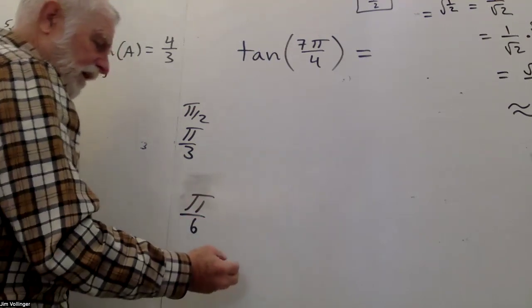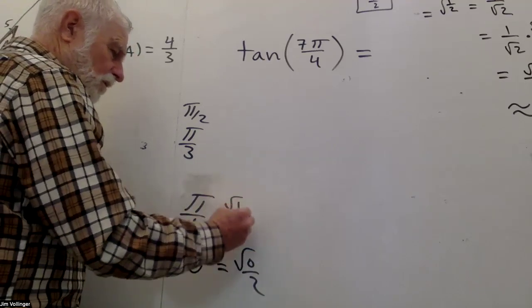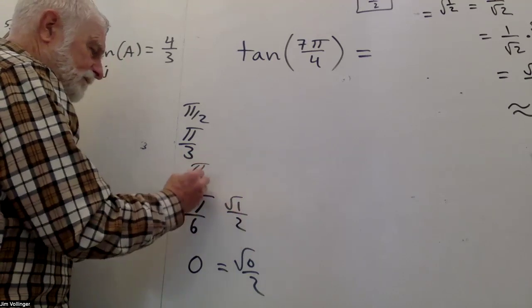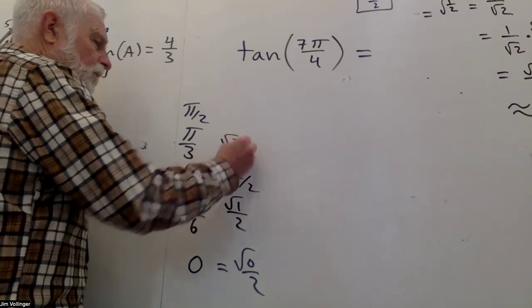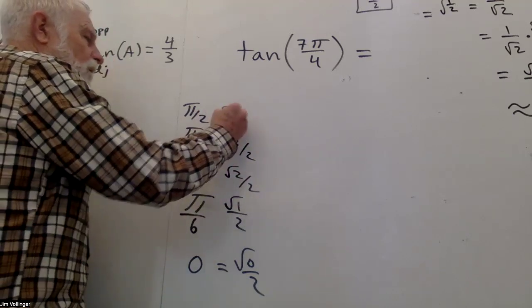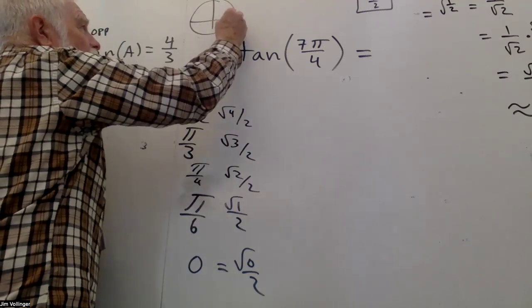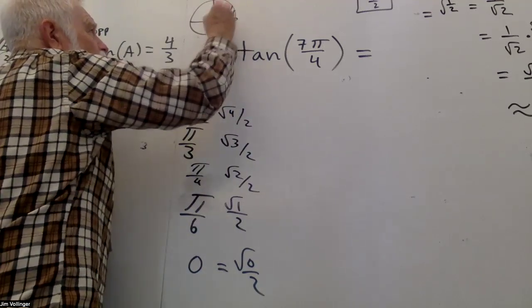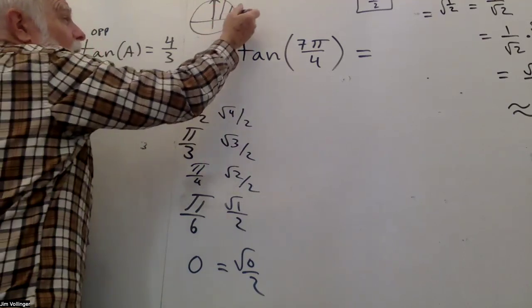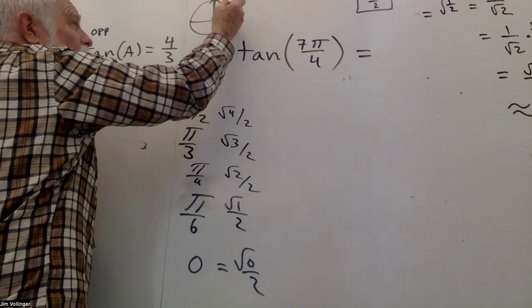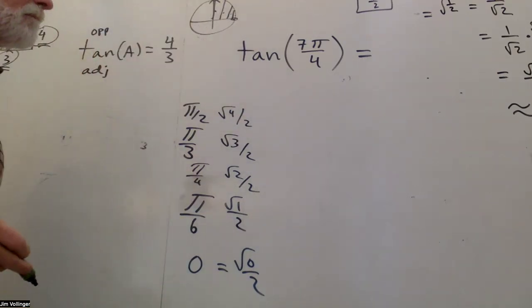And if we want to talk about heights, then this is the square root of 0 over 2. This is the square root of 1 over 2. Pi over 4 happens to be the square root of 2 over 2. Pi over 3 is the square root of 3 over 2. And pi over 2 is the square root of 4 over 2. And we can kind of see heights 0, 1/2, root 2 over 2, root 3 over 2, root 4 over 2. 0.5, 0.71, 0.87, 1. Then we got to keep talking about those numbers.